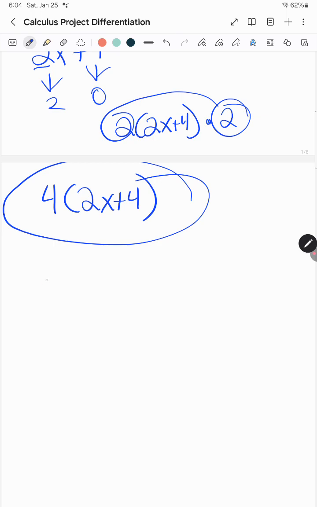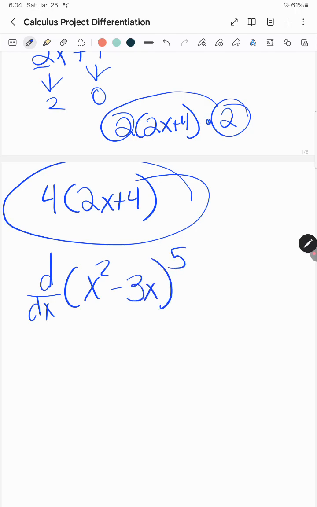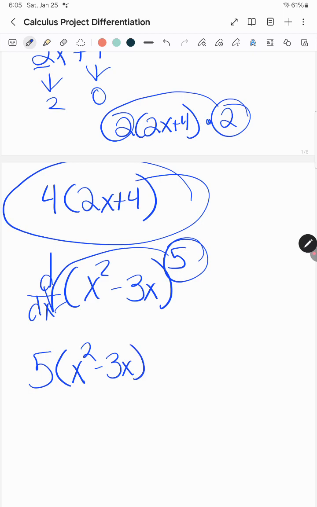Another example, we will do d over dx times x to the second minus 3x raised to the fifth. First thing we're going to do, get that power down in front. So we're going to have 5 times x to the second minus 3x. Now we're going to do 5 minus 1, so this is going to be raised to the fourth. Then we're going to multiply by the derivative of the inside term.